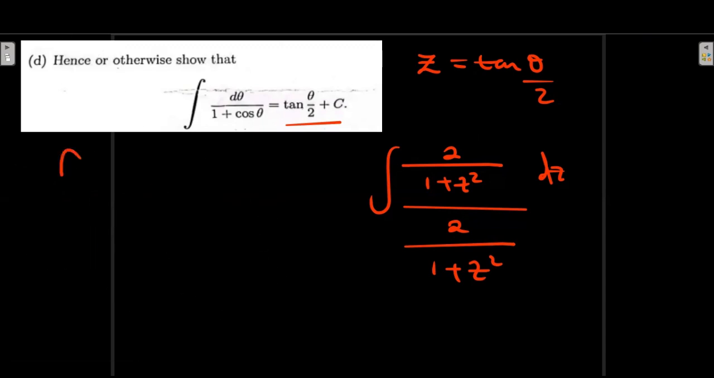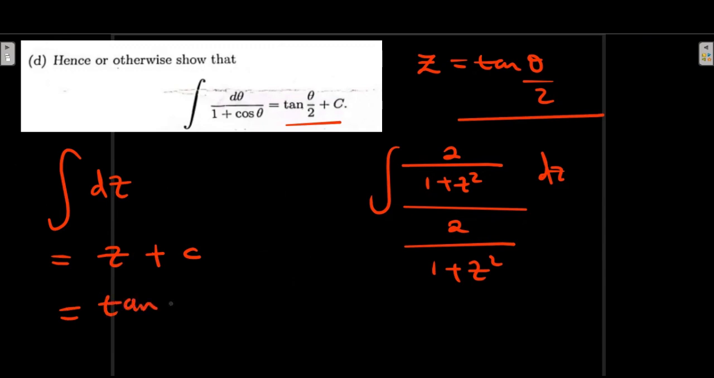And I have the integral of, I will just remain with dz there, like this. So when I integrate dz, this is going to be equal to z, and of course, plus my constant c. So z is this one here, which is already defined, and I can replace that there. It's going to be tan theta over 2 plus c, hence shown.